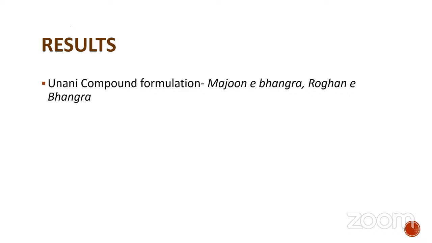And Bhangra is incorporated into Unani compound formulations as an ingredient, such as Majoon Bhangra and Roghan Bhangra. Roghan Bhangra is an oil that is beneficial as a hair growth promoter, and it is used externally in skin diseases. Majoon Bhangra is a semi-solid compound formulation that is used internally to treat liver diseases, uterine hemorrhage, catarrh, and hemorrhoids.